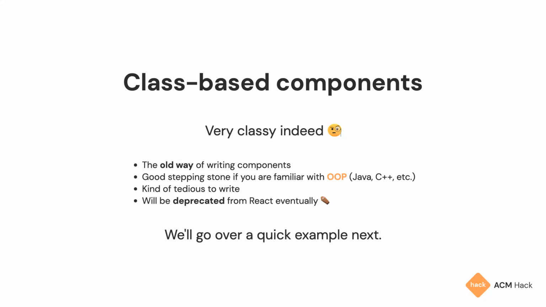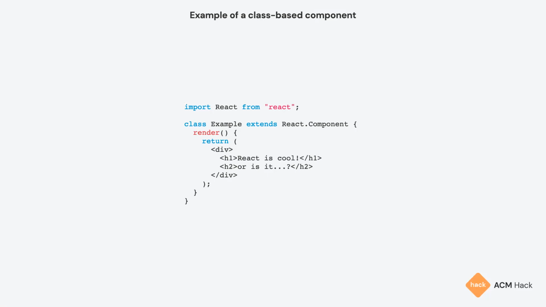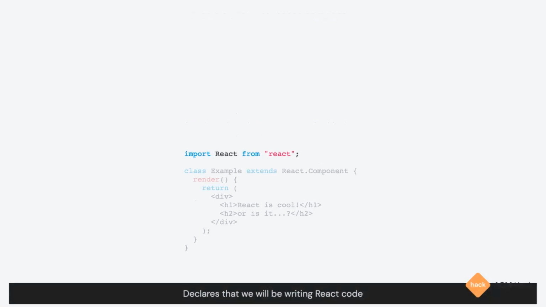So we'll go over a very quick example of what a class component looks like. And it looks kind of like a Java class, right? You have some words that you might have seen from Java if you've ever taken a Java class. So the first line here declares that we will be writing React code. You need this basically in order to be able to write anything in JSX. Otherwise, the compiler isn't really going to know what it's doing. And React is kind of like a compiled language in that it just compiles down into vanilla JavaScript.